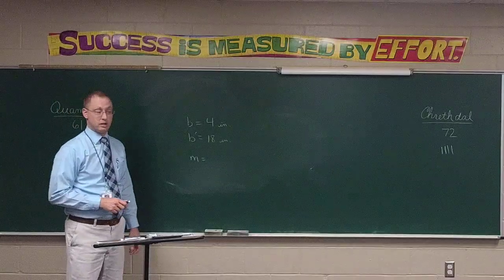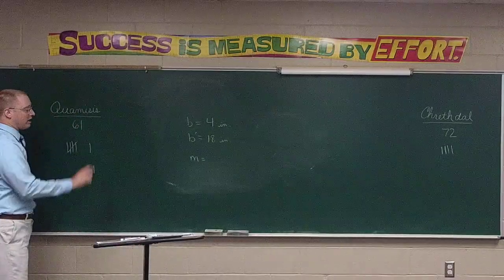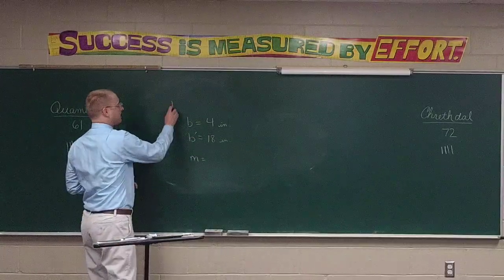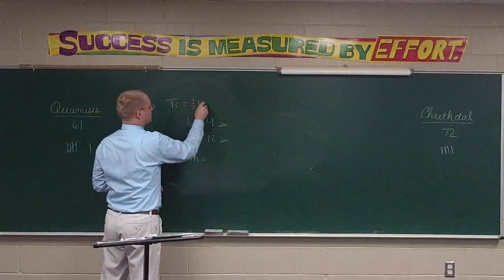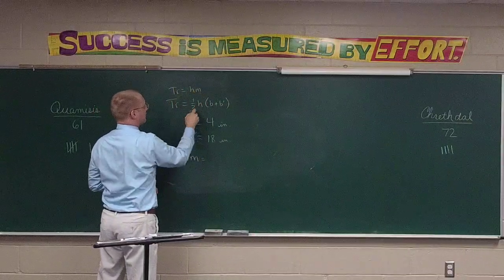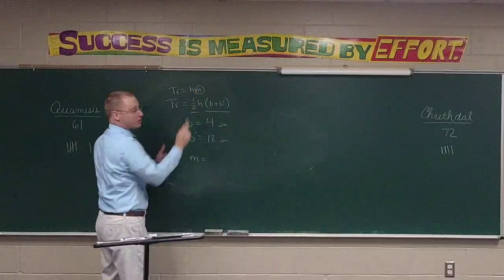Front row? 11 inches. Remember that in a trapezoid, the median is half the sum of the two bases, which is why trapezoid equals half h times b plus b prime, or trapezoid equals hm, because half the sum of the bases is the median.